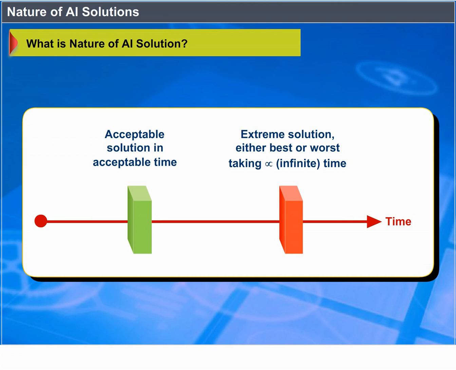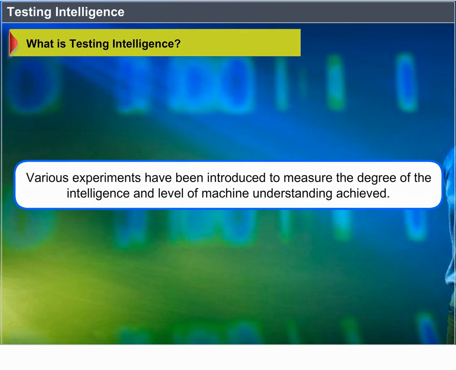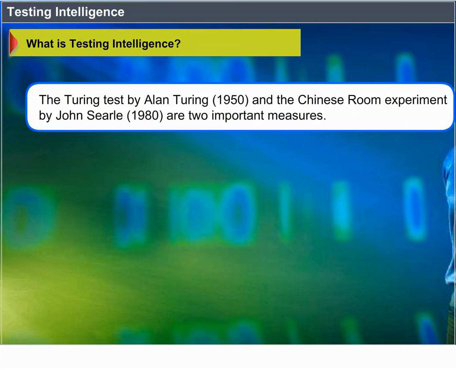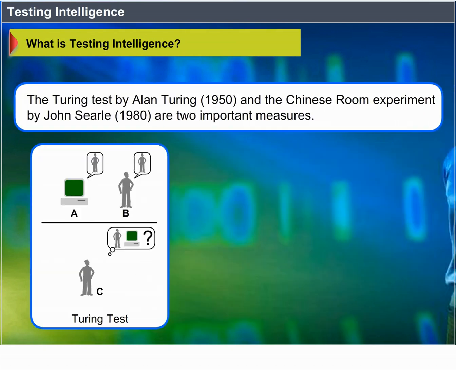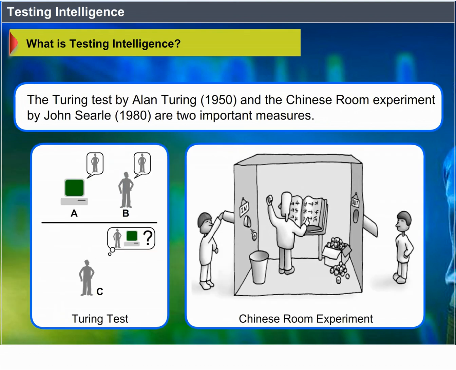What is testing intelligence? Various experiments have been introduced to measure the degree of intelligence and level of machine understanding achieved. The Turing test by Alan Turing, 1950, and the Chinese room experiment by John Searle, 1980, are two important measures.